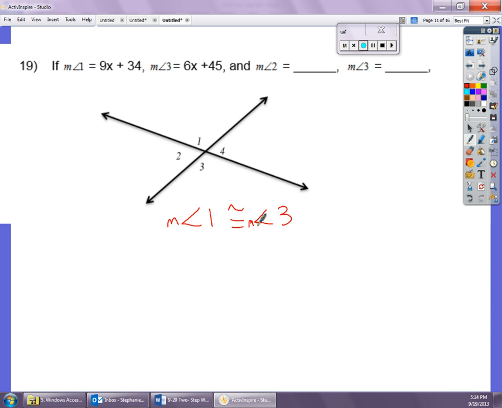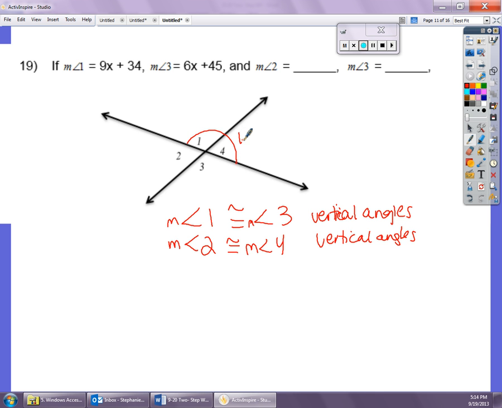Alright, 19, you should know that angle 1 is congruent to angle 3. These angles are called vertical angles. And I think that was one of your vocab words, meaning that angle 2 is congruent to angle 4 because of the same reason. Now, the other thing you should notice is that 1 and 4 form a linear pair, which means that they are supplementary. That's going to help us for later.